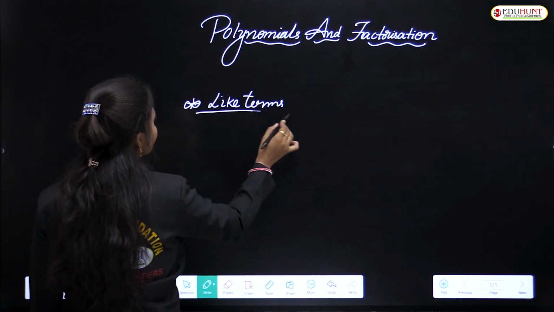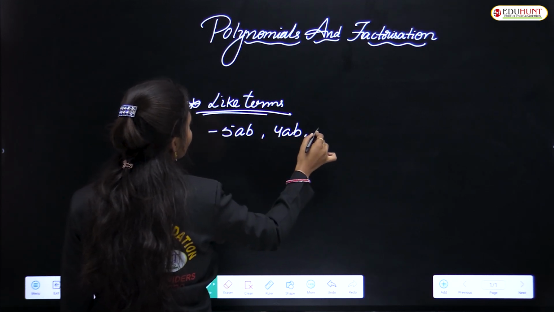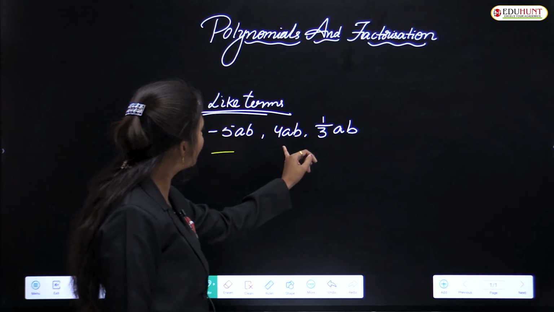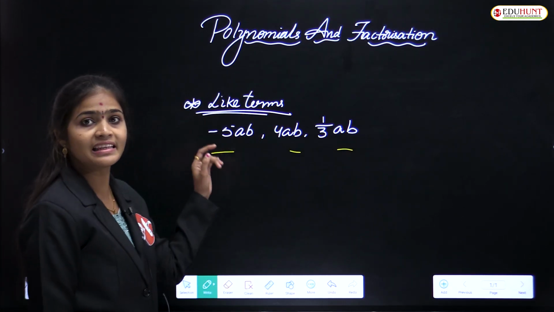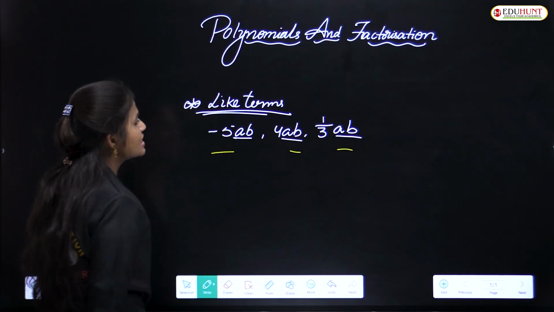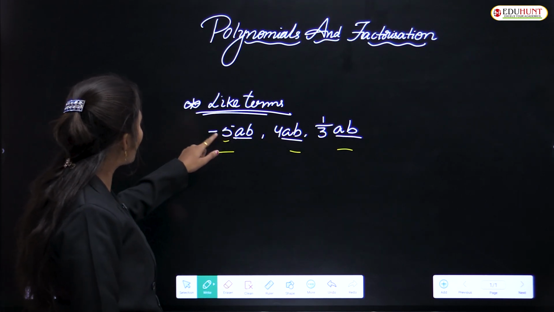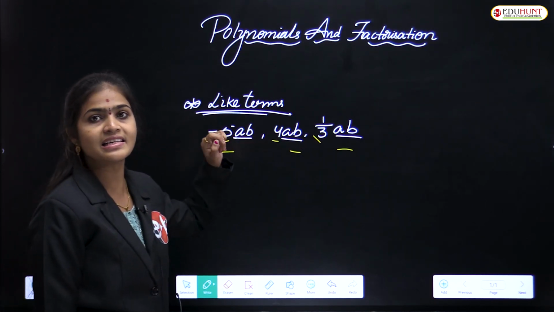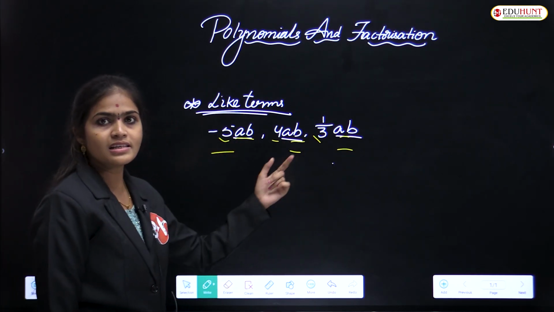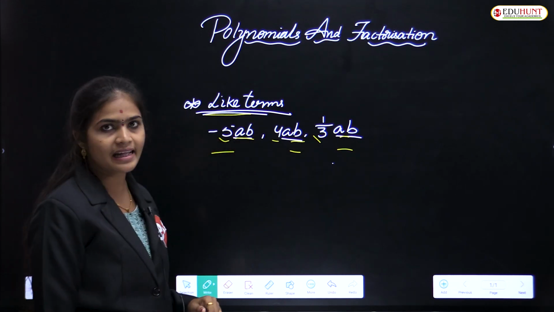Like terms means minus 5ab, 4ab, 1 by 3ab. When you observe these three terms, they all have ab, ab, ab. So these three also have the common thing, that is ab only. Here the constant value may change, whatever it may be, but there is no change in the variables. These three terms have the same variables, so that's why we call them like terms.